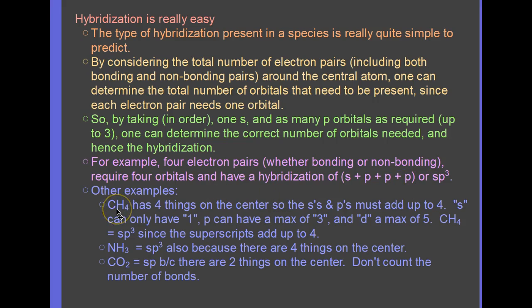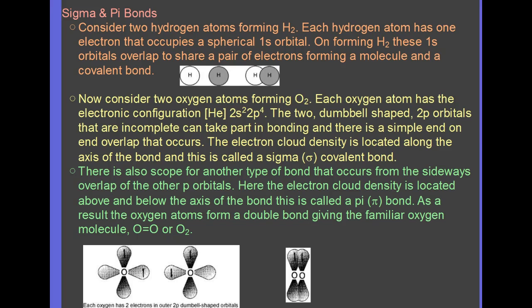Other examples. Methane, CH4, has 4 things on the center. I just count the 4 things on the center, and so it needs to add up to 4. So you could have 1 s and 3 p's, and it would be sp3. In NH3, I have 3 H's, but I also have a lone pair of electrons if you were to draw the Lewis structure on the N. And so those are 4 things, and 4 items add up to 4. So 1 s and 3 p's adds up to 4. CO2 just has 2 things on the center, 2 oxygens. There are no lone pairs on the C, so 2 would be 1 s and 1 p.